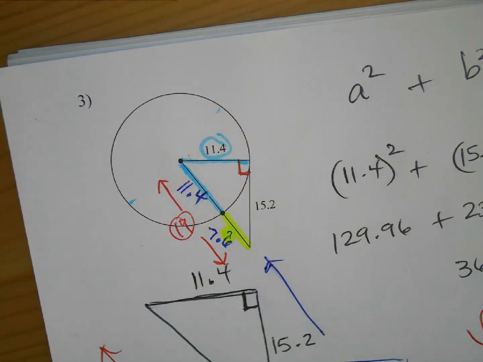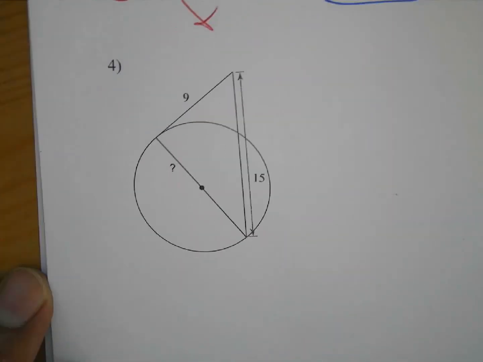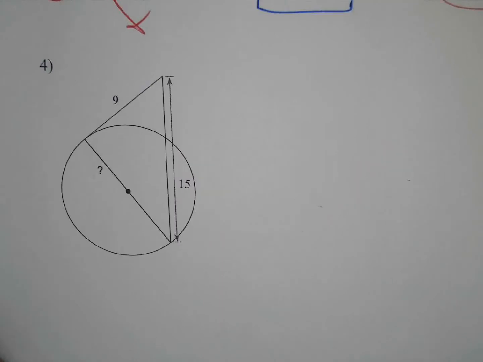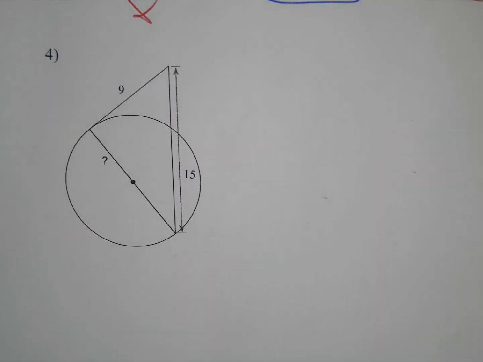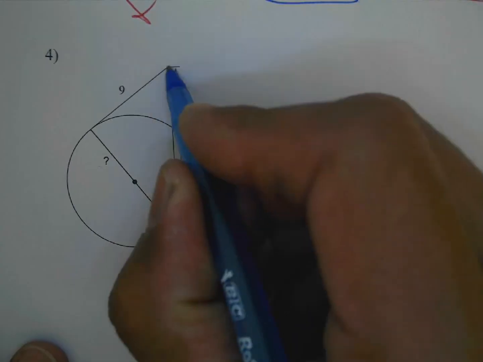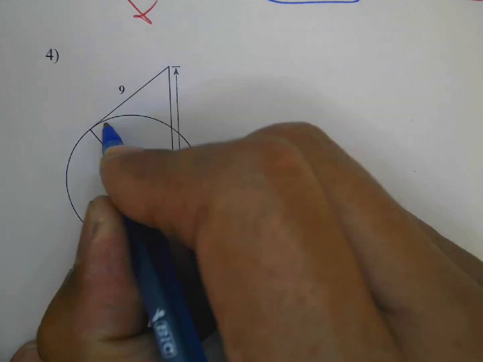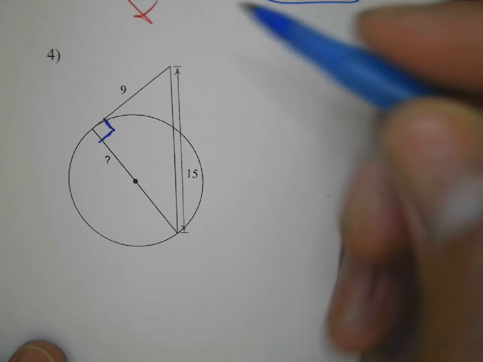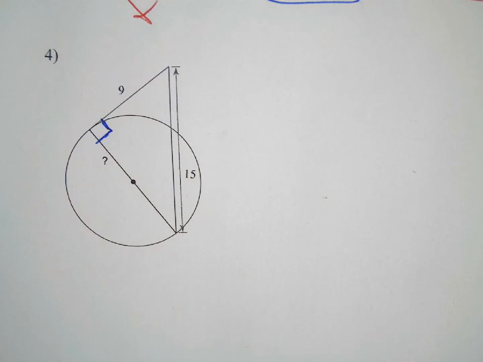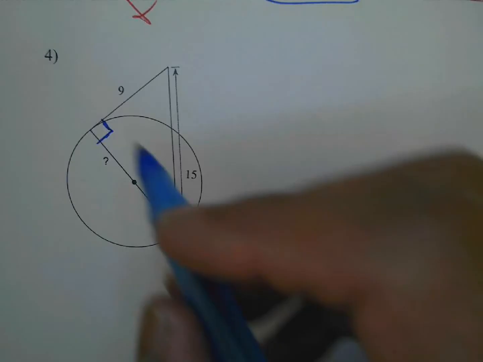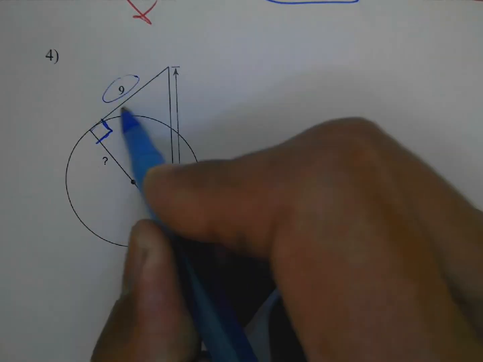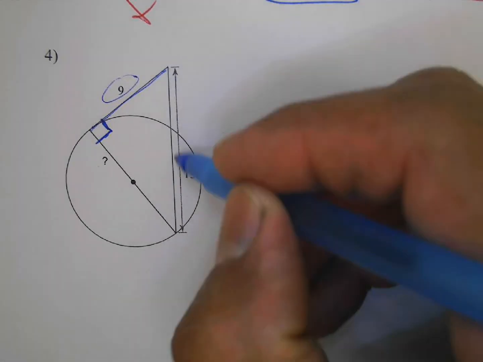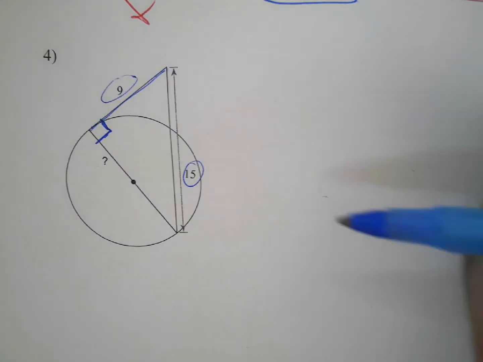All right, let's do another one. Kind of similar. All right, number 4, last one. Which one is your 90-degree angle? Right here, the tangent to the radius. Right here is 90 degrees, right? That's my 90 degrees. And do I have 2 known side lengths? Yes, I know this whole side is 9, and they're telling me that this whole thing is what? 15.